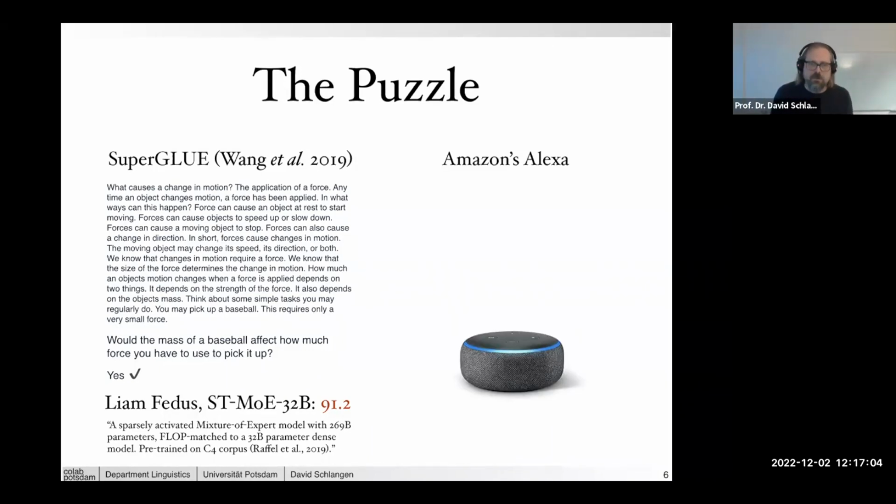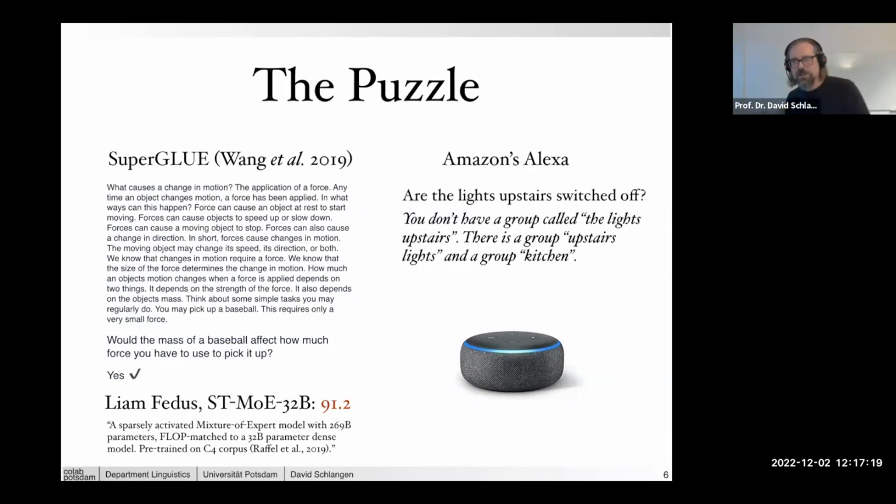At the same time, and I'm sorry for putting Alexa on the spot here, but that's kind of more my area, at the same time, we have Alexa. Some of us have these things in our homes, and this is anecdotal evidence, sure, but this is something that happened to me. I ask, are the lights upstairs switched off? And then the thing says, you don't have a group called the lights upstairs. There's a group upstairs lights and a group kitchen.